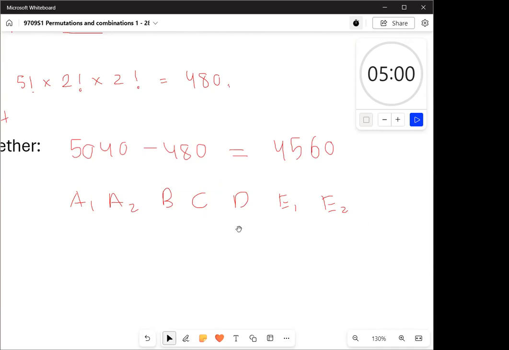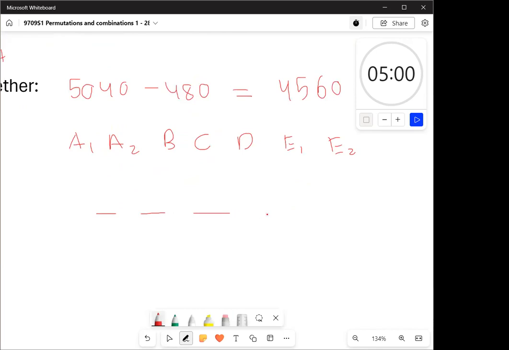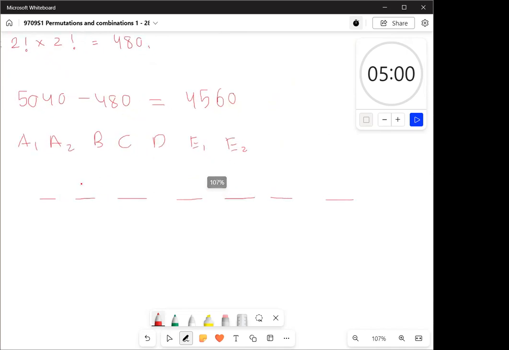Actually, what we usually do is we take these 7 spaces. This is how you should actually learn to do it as well. So you can keep B, C, and D, and these other people can go in these gaps. They cannot go anywhere else. They must go in these gaps. That's basically it.